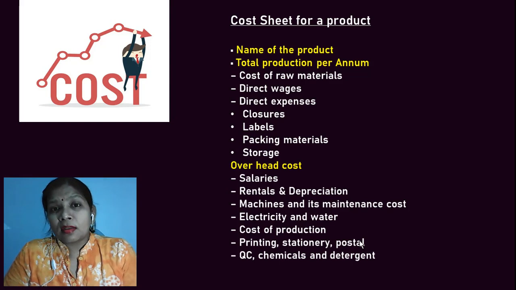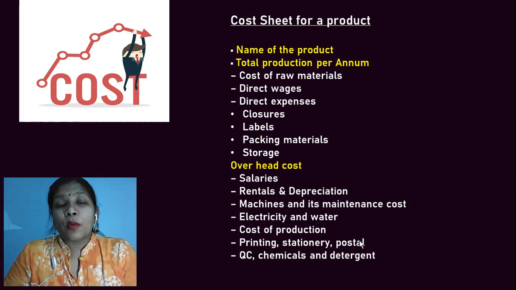Now, the hospital pharmacists who are manufacturing inside the hospitals need to keep these points in view. The first is the name of the product, that means what you are making, which type of formulation you are making. Second is the total production per annum, like how much of the product you need to manufacture in your hospital premises. Next is the cost of the raw materials, what cost you are getting.